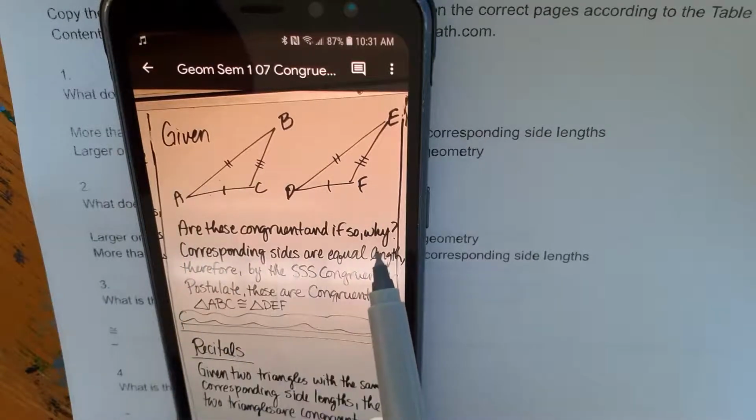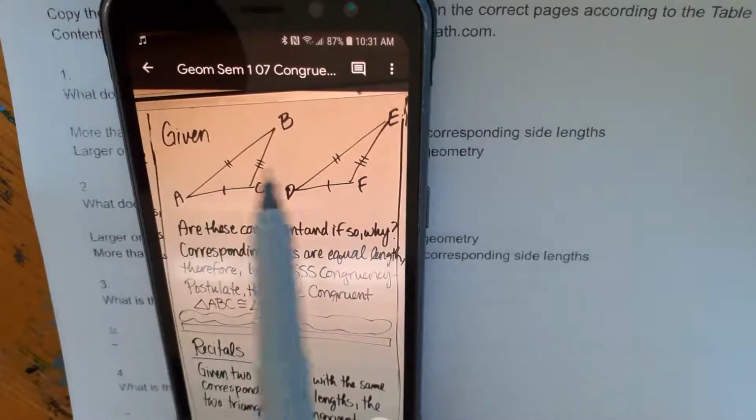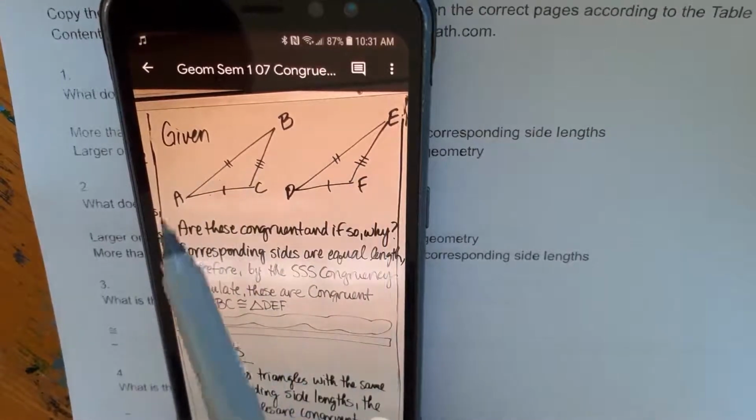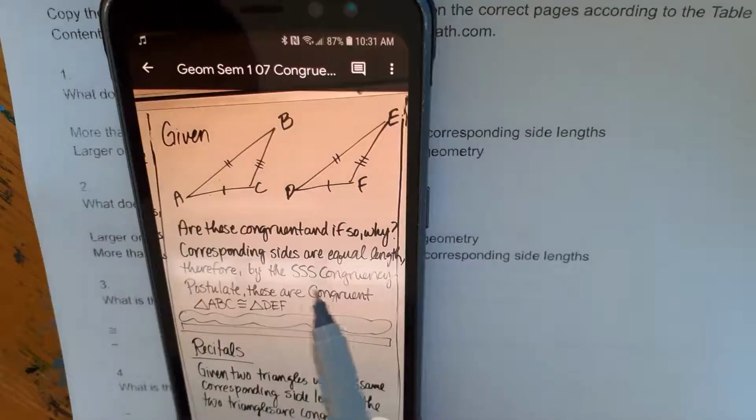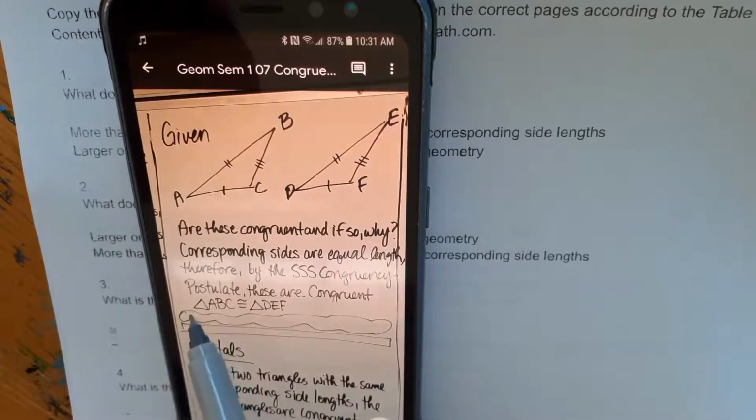Are these two congruent? Why? Well, this side's equal to this one, this side's equal to this one, this side's equal to this one. Side, side, side. By the side, side, side congruency postulate, these are congruent triangles. So we can say triangle ABC is congruent to triangle DEF, and that means they're exactly the same.